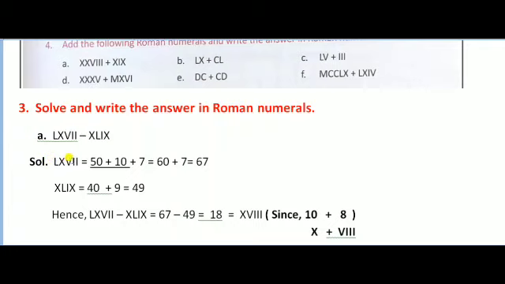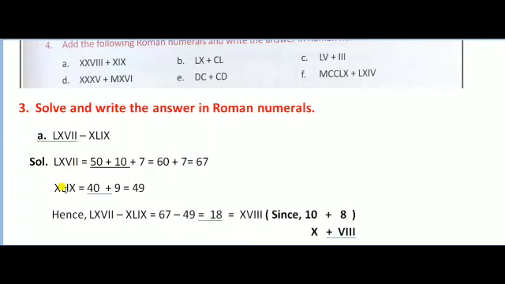When we are solving it, L we are well aware a bit about the symbol. It stands for 50. X stands for 10. VII, it is 7. First we'll be adding 50 and 10, it becomes 60. And when 7 is added, it becomes 67. So 67 is the Hindu numeral for Roman numeral LXVII.